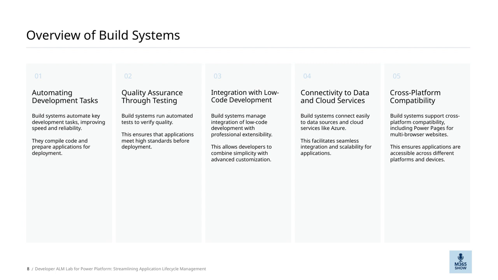Finally, they automate many key development tasks, such as compiling code and preparing applications for deployment. This automation speeds up the development process, improves reliability, and allows teams to focus more on creating value rather than managing repetitive tasks. Altogether, these features demonstrate how build systems streamline the entire application lifecycle, making development faster, more reliable, and adaptable across various platforms.